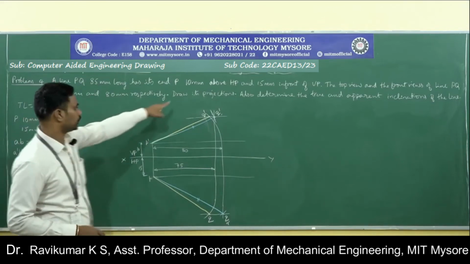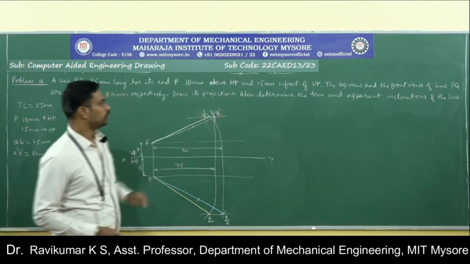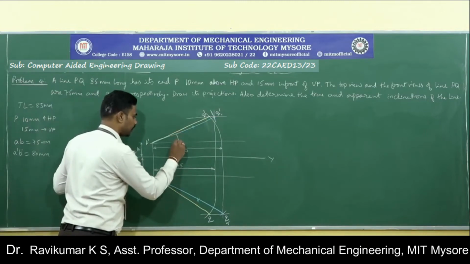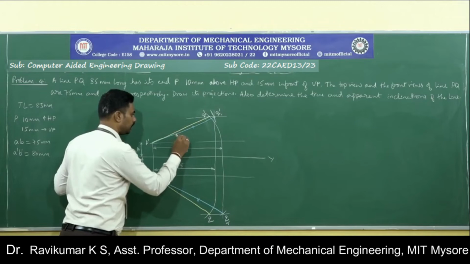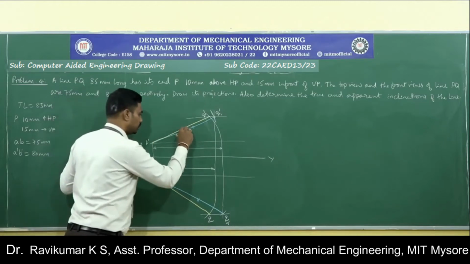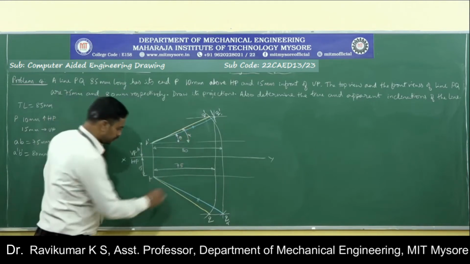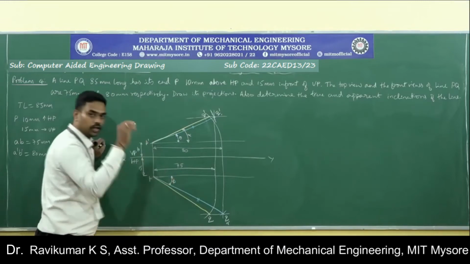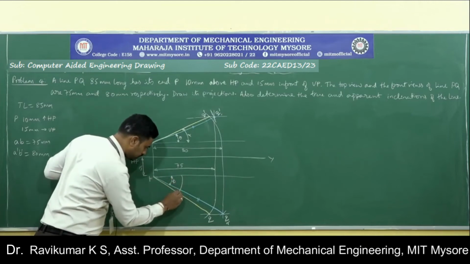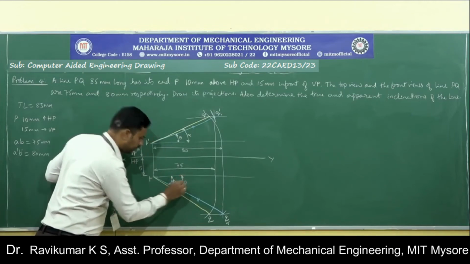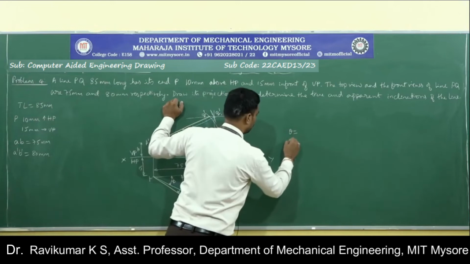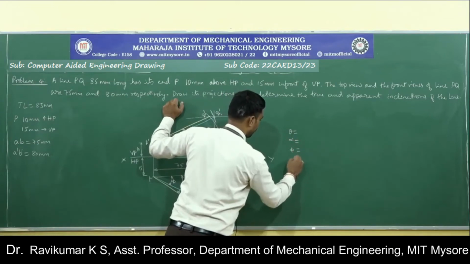Then in this problem, draw projections. I have drawn the projections. Determine the true and apparent inclinations of the line. This is the true inclination theta in the front view. This is the apparent inclination alpha in the front view. This is the true inclination phi in the top view, and this is the apparent inclination beta in the top view. So we need theta, alpha, phi, and beta.